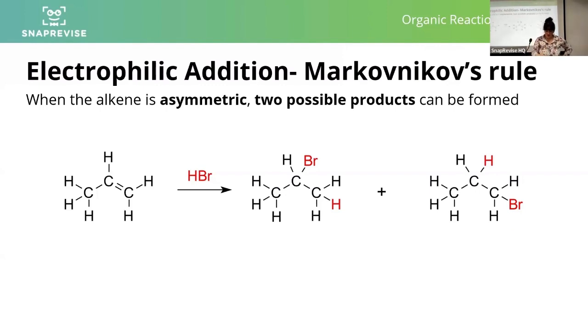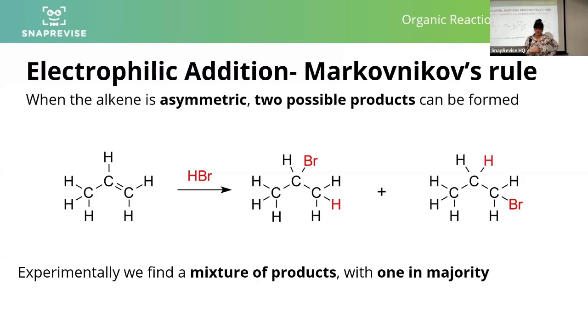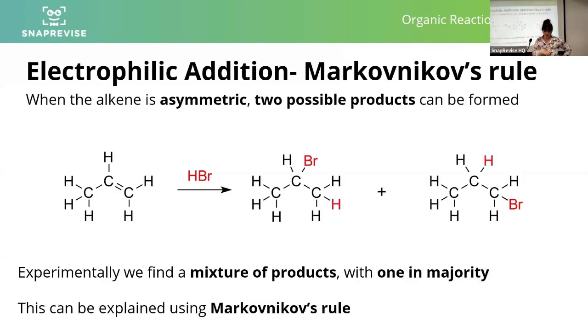When you do this in a laboratory, you'll find you have a mixture of products, but one will be in majority. One will form most of the product, and then there will be some that is in the minority. And which is which comes under Markovnikov's rule, which is spelt differently in all the different exam boards, which is great fun. But oops, we've spelt it like this. So this can be explained using Markovnikov's rule. What is Markovnikov's rule? Can we remember?